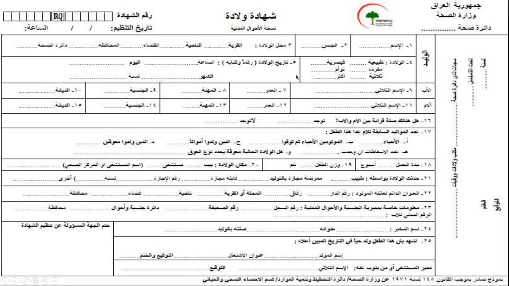All right. So afterwards, we have tarikh al-wilada, date of birth, number and written, numeral and written. Both of them are correct. This is time, this is day, and this is month, and this is year.